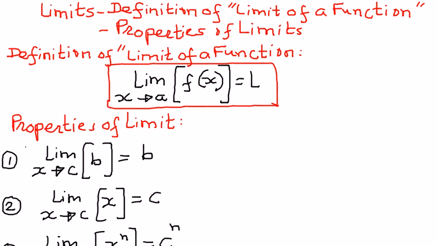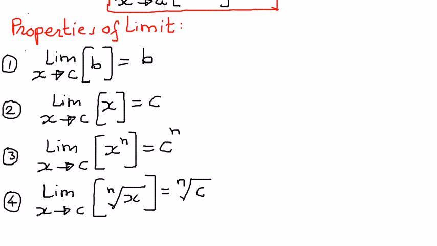There are some properties associated with limits. So let us look at some of these properties. The first property is, before I explain the properties, I would like to say let b and c be any real numbers and let n be any positive integer. So then all of these properties make sense. So the limit of a constant value b as x approaches c is going to be equal to the constant value b as is.